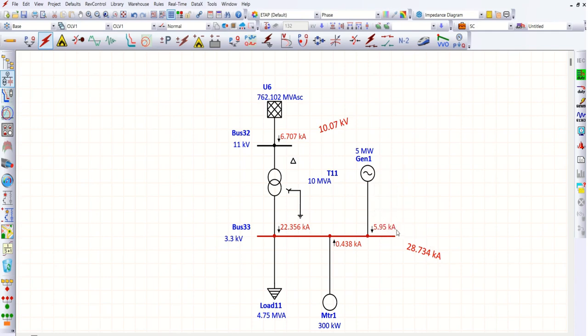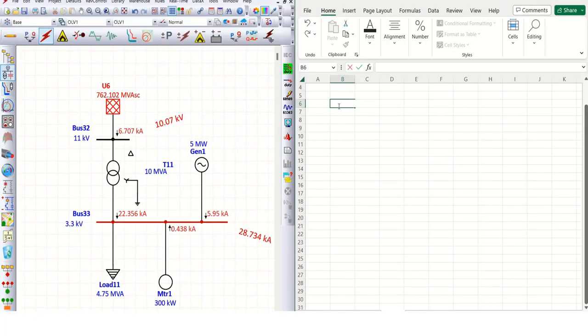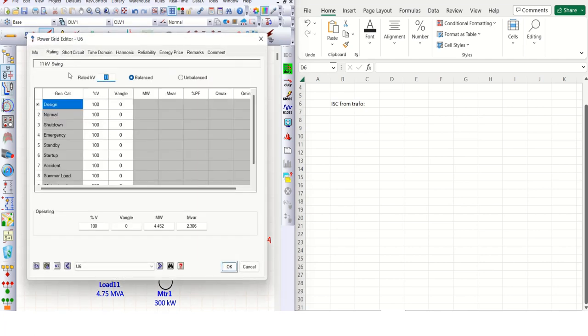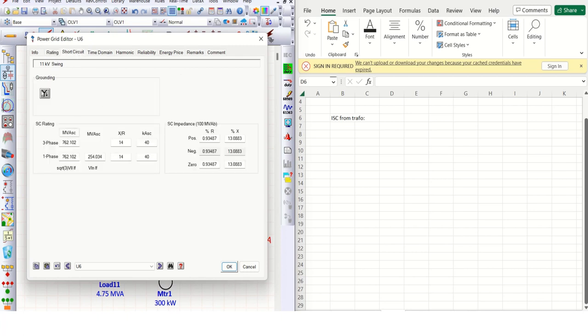And now I will calculate how to get these numbers through manual calculations. I want to calculate short circuit current from trafo. For this I do want to understand a few parameters. Let me go back to this model. Open this grid side, rating about 11 kV and short circuit MVA about 762.102, or short circuit current is 40 kiloamps. So from this it is very easy to understand what is the short circuit level on this particular grid. So SCMVA grid value is about 762.102.